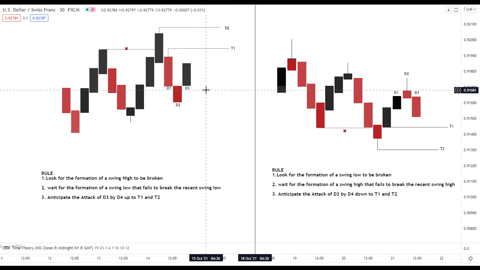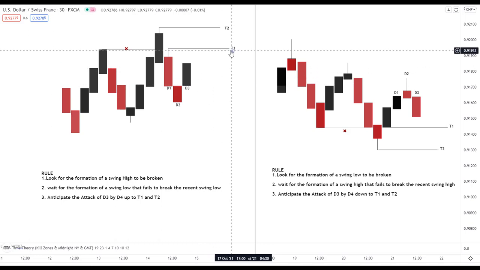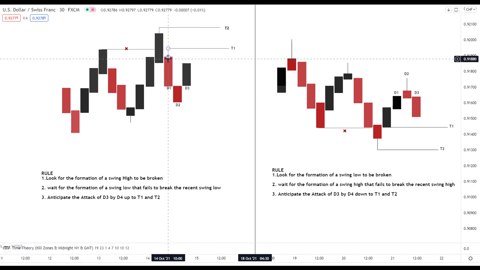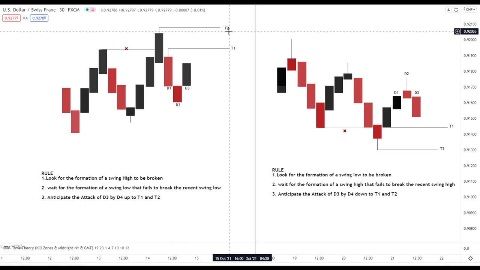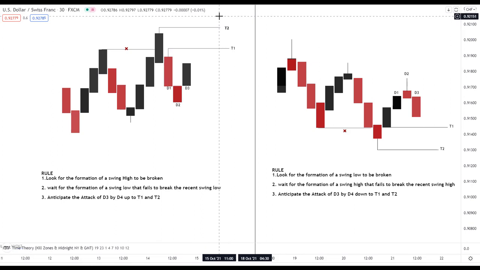Once that happens, we are now en route. We will be looking for D4, the formation of day 4, the candle 4. When we look for candle 4, we would anticipate that candle 4 would attack T1. This would be T1, which means our target, and T2 would be the second target. So we would expect price to trade higher, taking out T1 and T2.